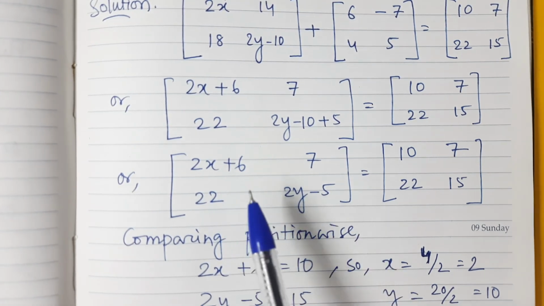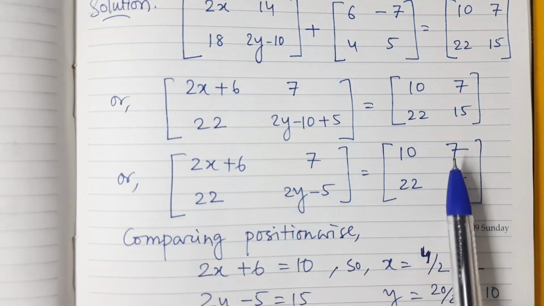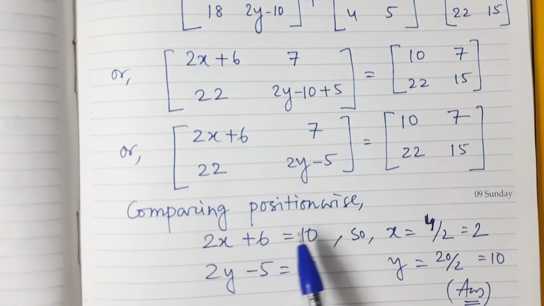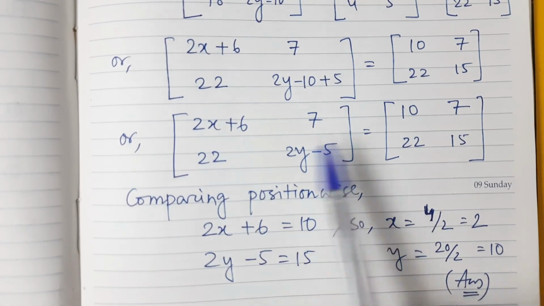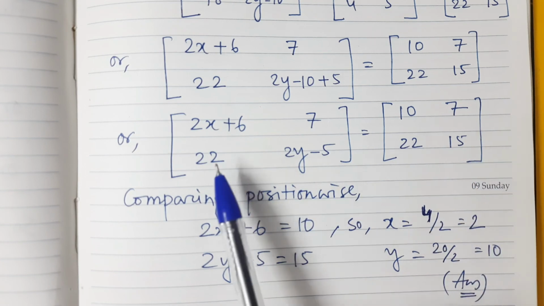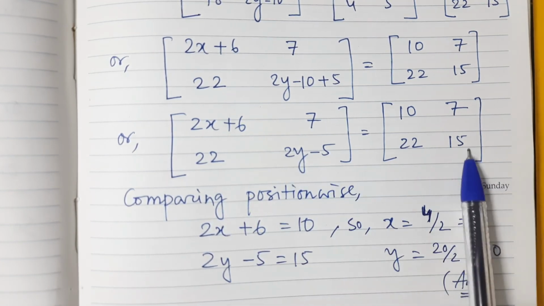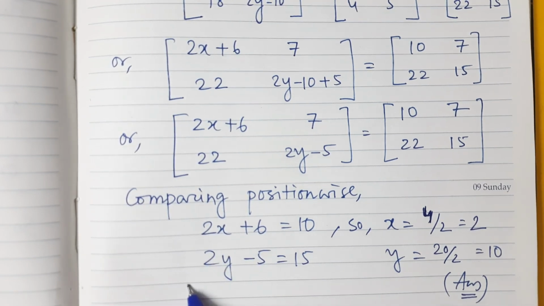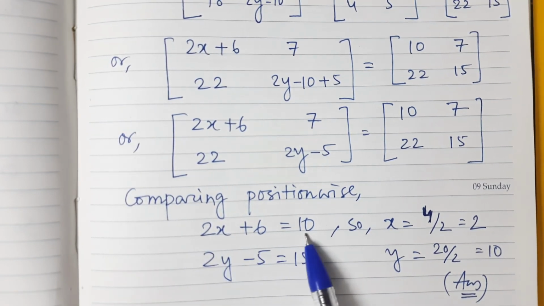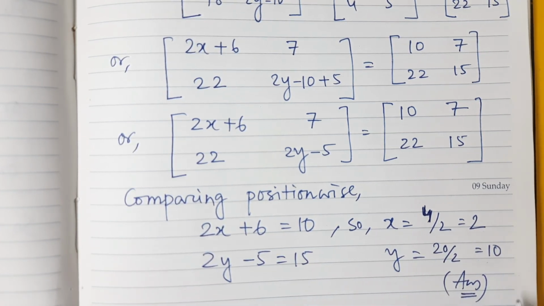Now this matrix equals this matrix, that means you do comparison position-wise. What we get: 2x plus 6 equals 10, and 7 equals 7, there's nothing to compare, 22 equals 22 again, and 2y minus 5 equals 15. So we are getting these two equations. From this equation you get the value of x is 2, and from this equation you get the value of y, which is 10. So this is the answer.